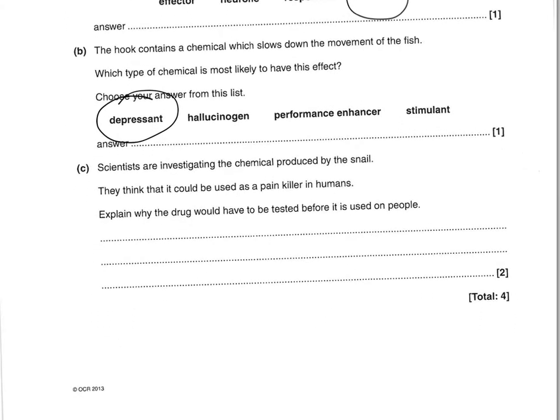The scientists are investigating the chemical produced by the snail. They think that it could be used as a painkiller in humans. Explain why the drug would have to be tested before it is used on people. There are 2 marks here, and there are 3 different things you could say. For the first mark you could say to see if it works or to see if it reduces pain. You could say to see if it's safe for a second mark, or to look for side effects or to make sure it's not harmful. Any of those for the second mark, or for a mark you could say to work out what the best dosage would be.